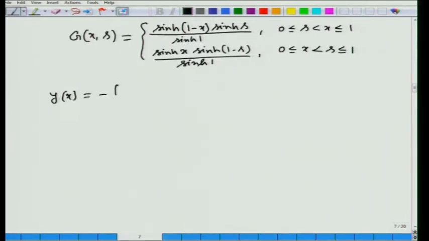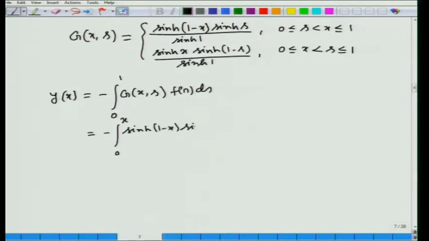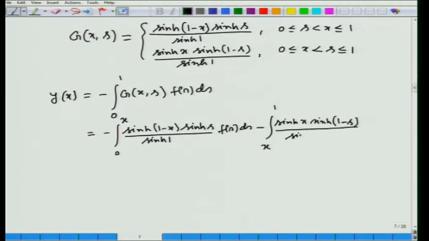And therefore, the solution to the given problem, y(x), is equal to minus integral 0 to 1 g(x, s) f(s) ds, and that is equal to, you can find, minus integral 0 to x sinh(1 − x) sinh(s) divided by sinh(1) f(s) ds minus integral x to 1 sinh(x) sinh(1 − s) divided by sinh(1) f(s) ds.